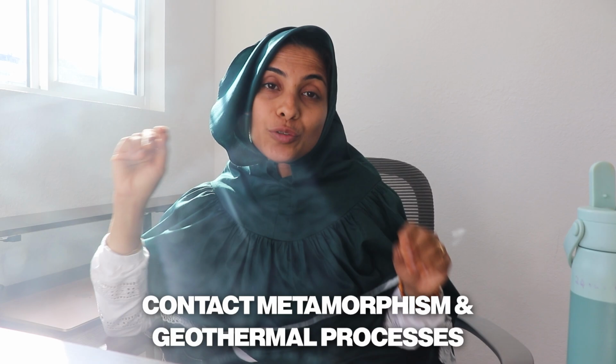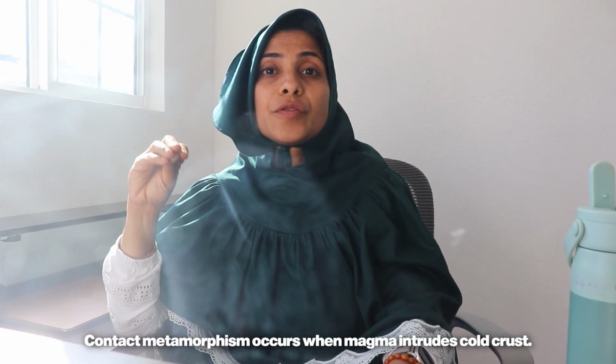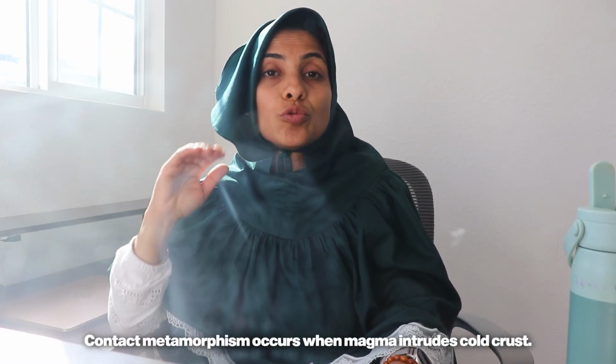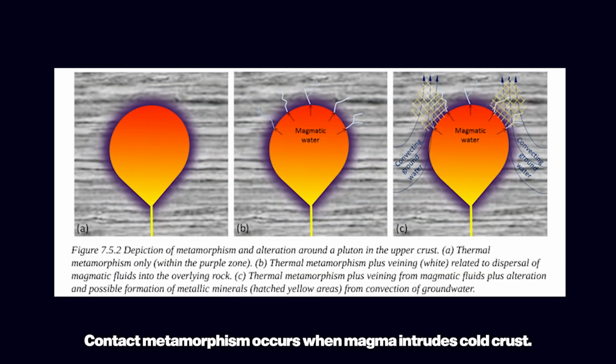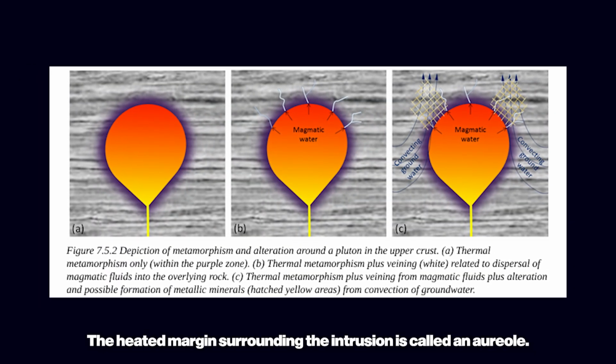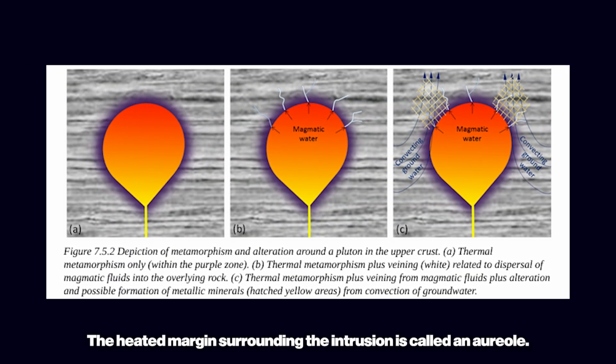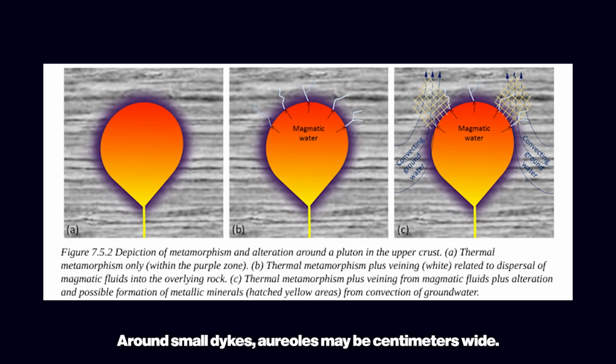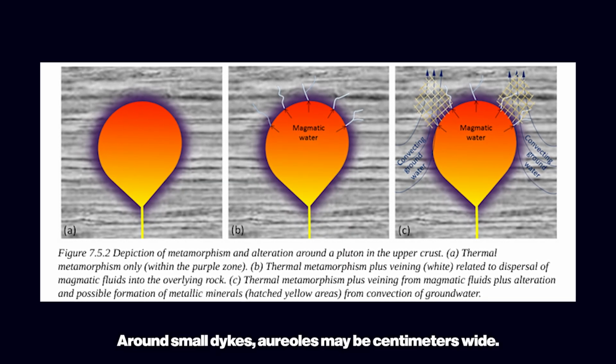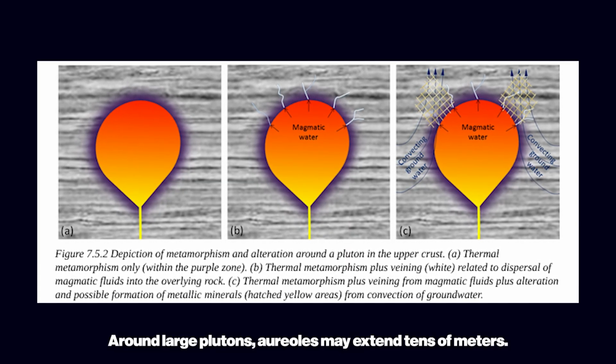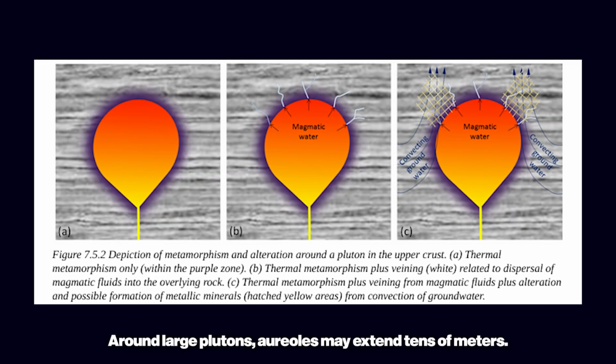Contact metamorphism and geothermal processes. Contact metamorphism occurs when magma intrudes cold crust. The heated margin surrounding the intrusion is called an aureole. Around small dikes, aureoles may be centimeters wide. Around large plutons, aureoles may extend tens of meters.